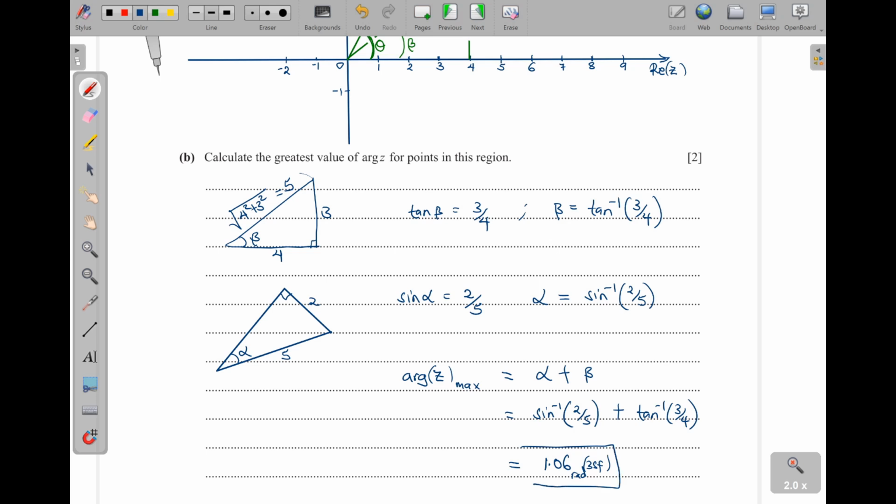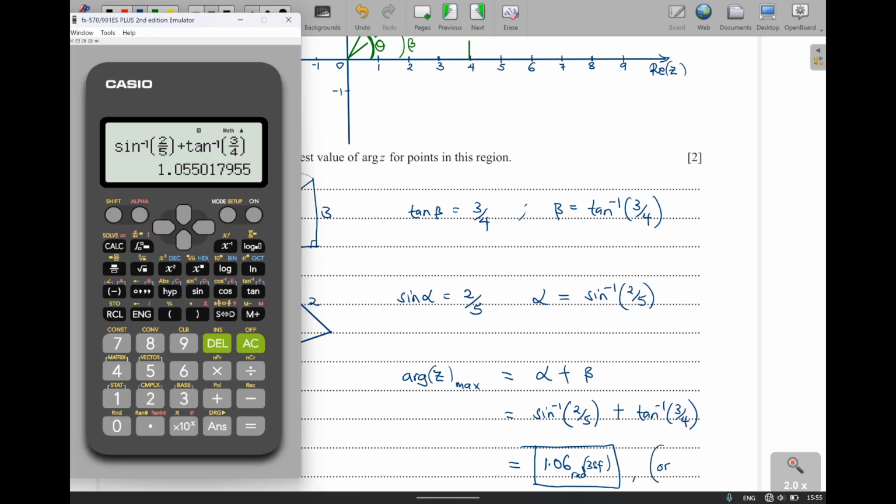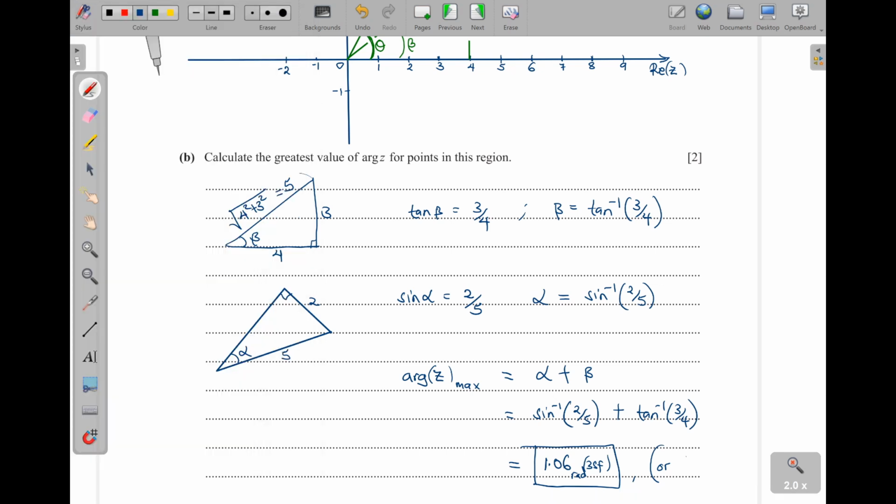You see? Or if it is in degrees, you just write one answer. Don't write both in the exam. So I'll just come back to this and then I change. Shift, then mode, then degrees, then press equals. It is 60.4 degrees. So just like that. So this has been the first part of this paper.